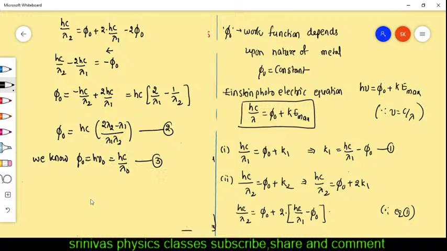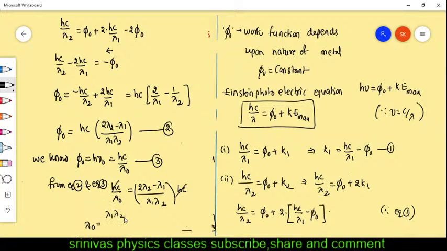Then you compare both of them. From equation 2 and 3, left sides are equal, so right sides we can equate. Then hc by lambda naught is equal to 2 lambda 2 minus lambda 1 by lambda 1 lambda 2 into hc also there, I forgot. This hc cancels. Then lambda naught is equal to what you will get? Lambda 1 lambda 2 by 2 lambda 2 minus lambda 1 you will get. This is the answer. Any doubt?